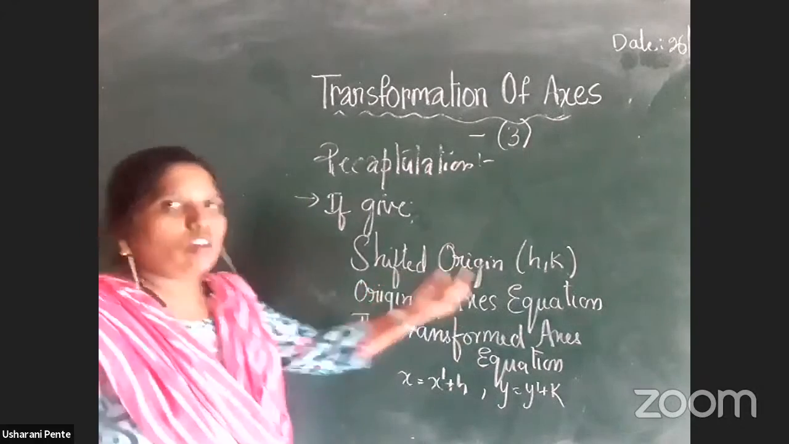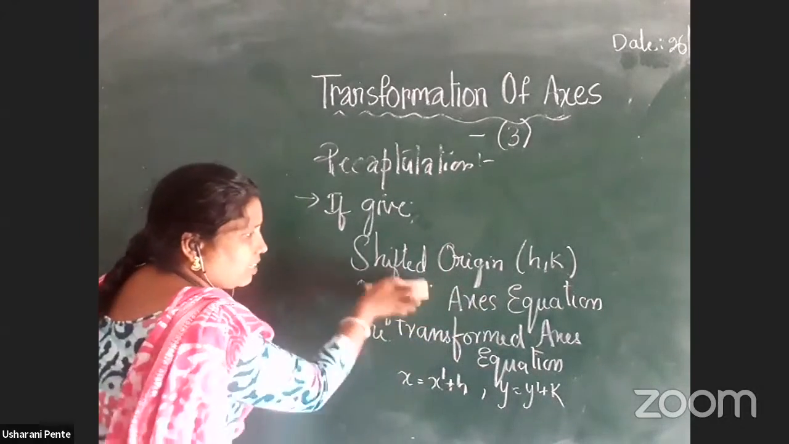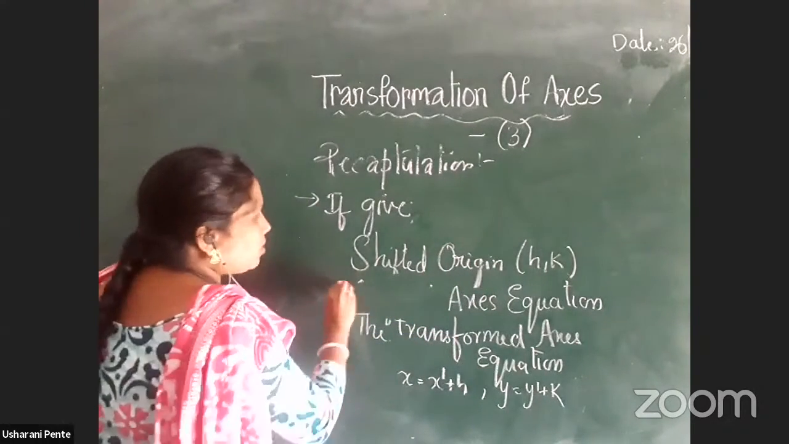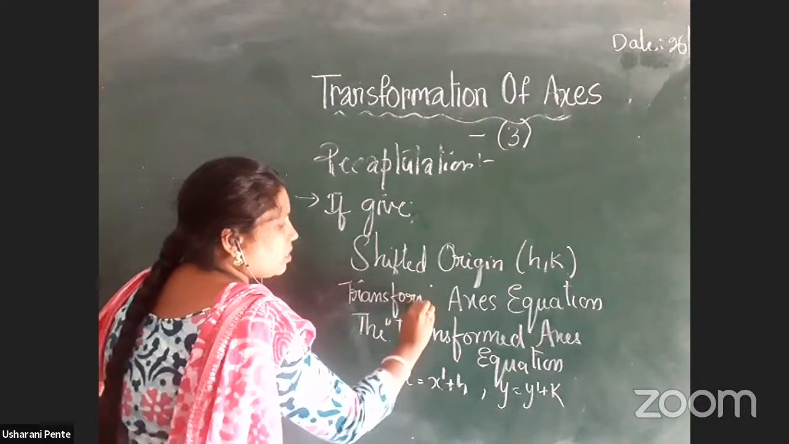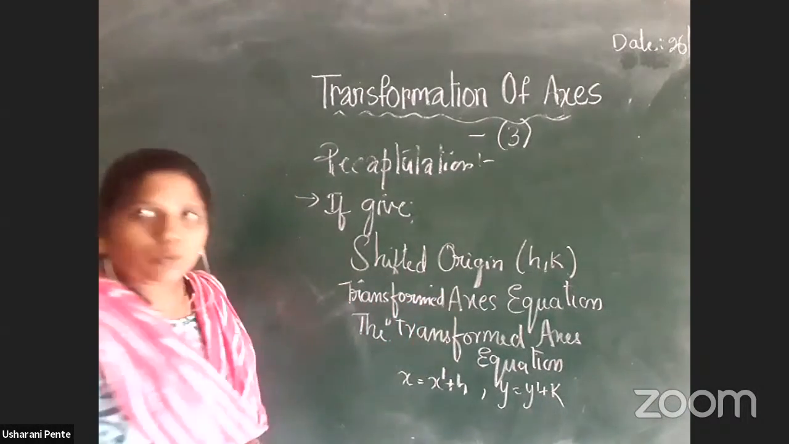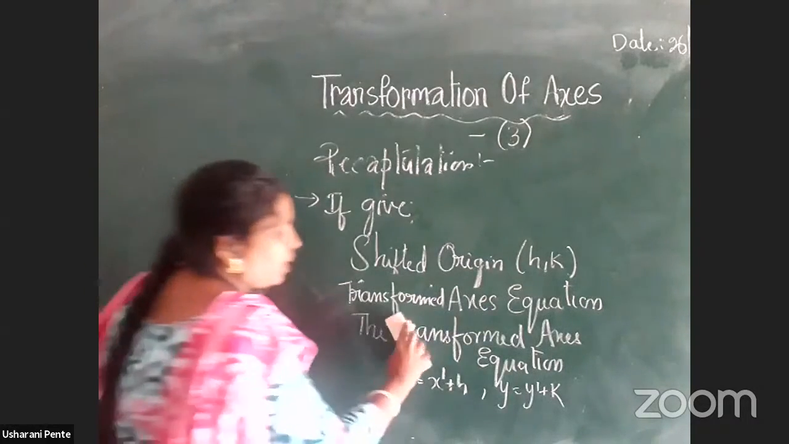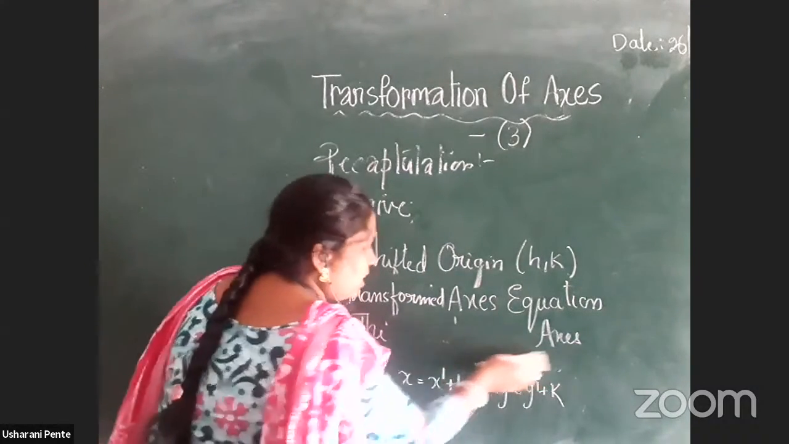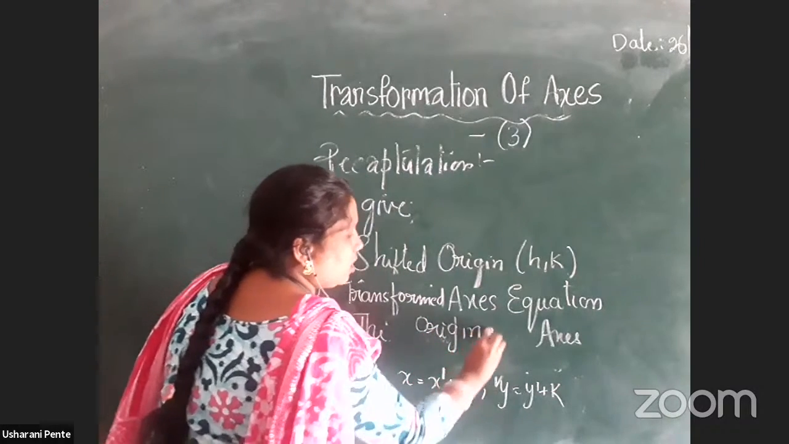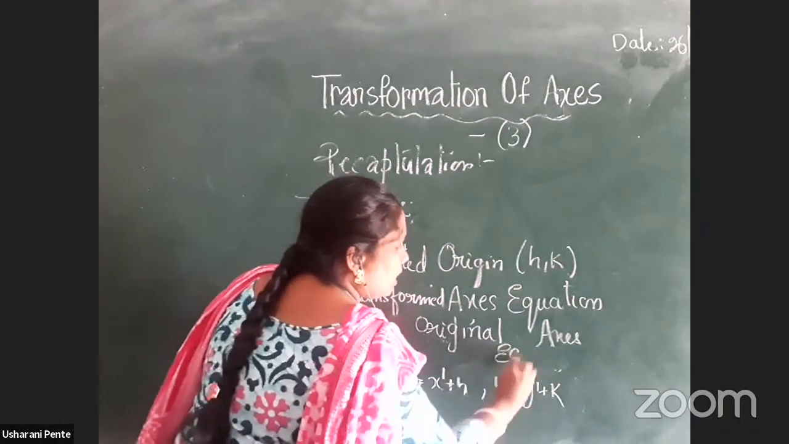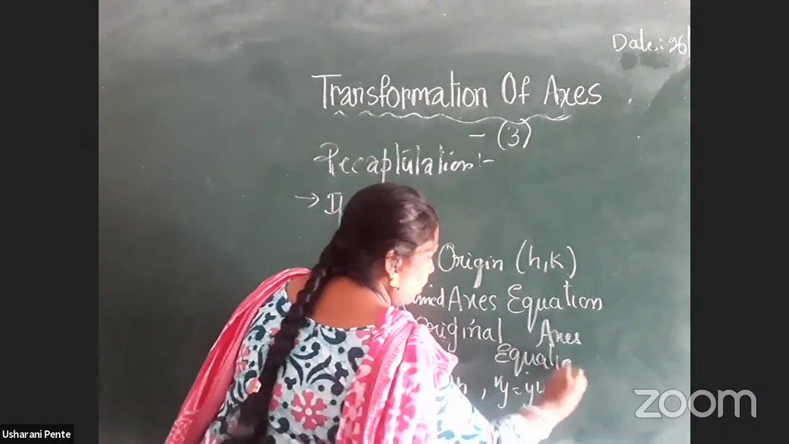And the next is, they will give the shifted origin as well as the transformed axis equation. Then we need to find the original axis equation.